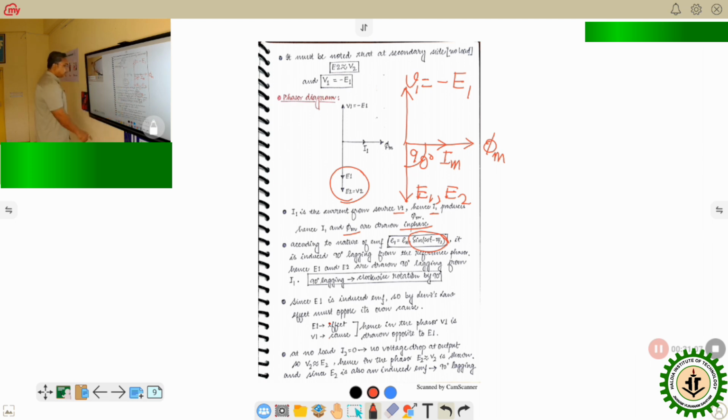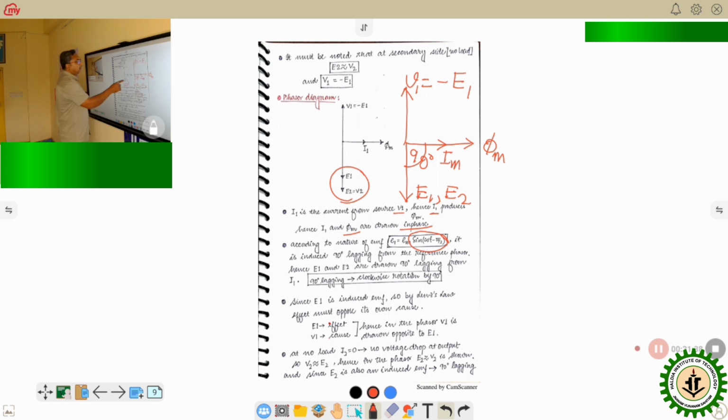So at no load, I2 is 0, no voltage drop at output. So V2 is almost equal to E2. Hence, in the phasor diagram, E2 and V2 are shown in the same phasor, and since E2 is also induced EMF, E2 is also lagging by an angle of 90 degree. So this in short is the phasor diagram of the ideal transformer under no load.